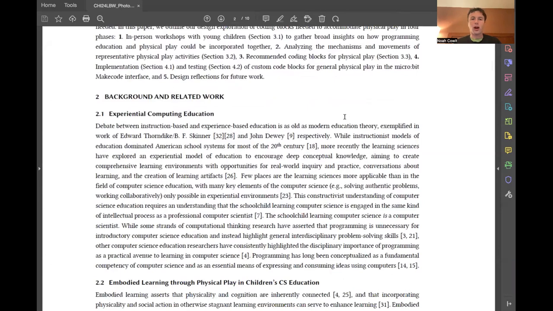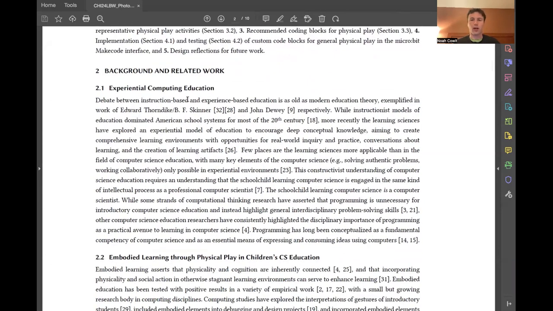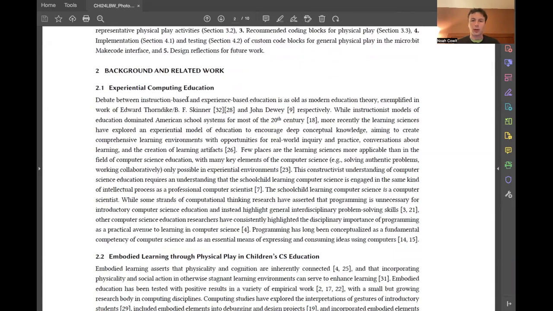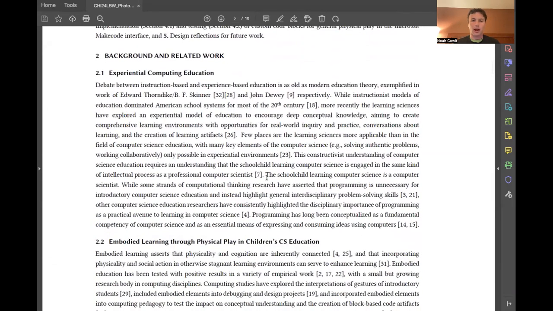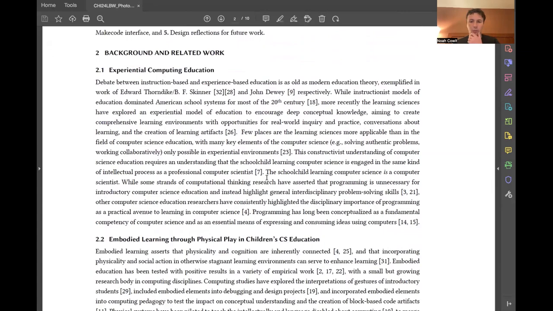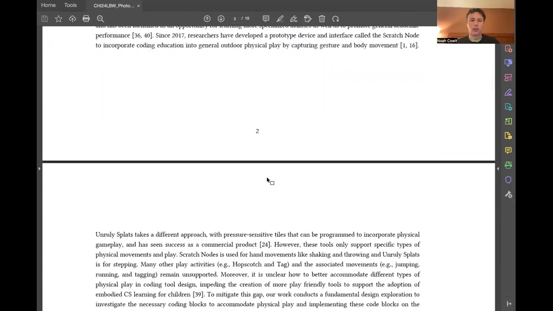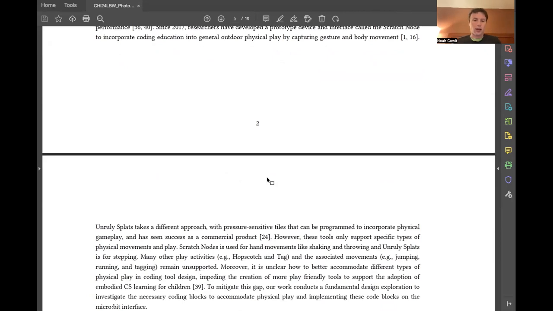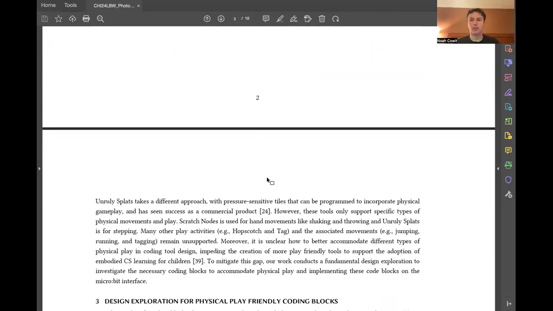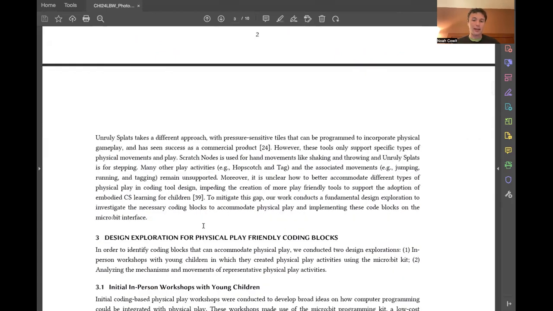Our theoretical basis is from a constructivist approach to education, pioneered by people like John Dewey and Bruner. Then we also cite other computer science education interventions like Unruly Splats and Scratch Nodes, which have engaged with some similar themes of embodied learning and physical play.